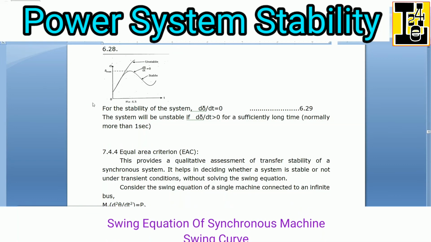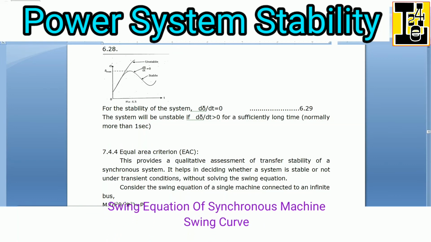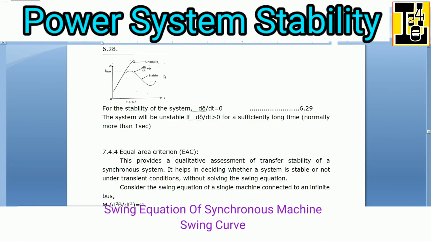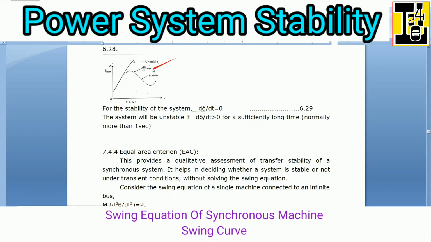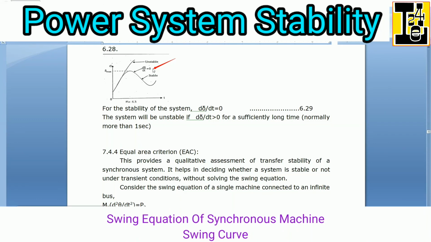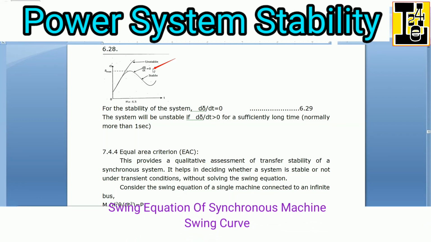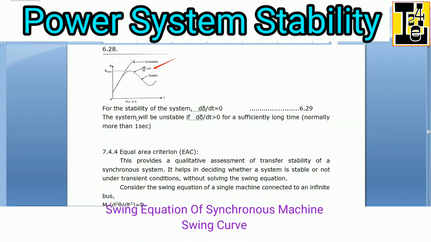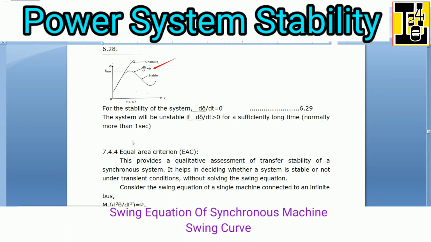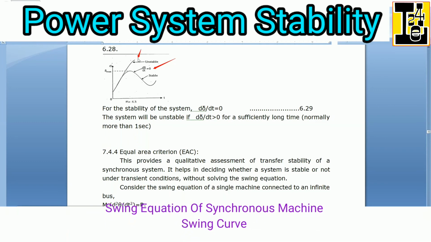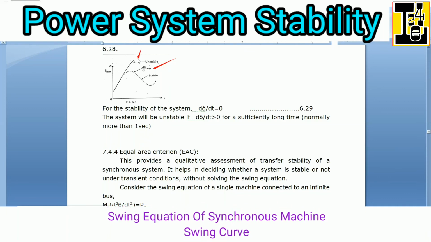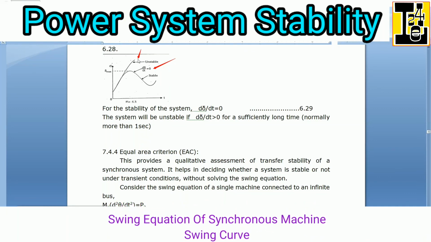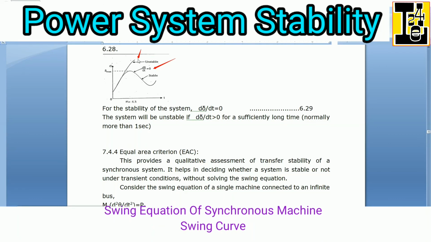For the stability of the system, d delta by dt equals 0, where the system is stable at that position. The system will be unstable if d delta by dt is greater than 0 for a sufficiently long time, that is normally more than 1 second.